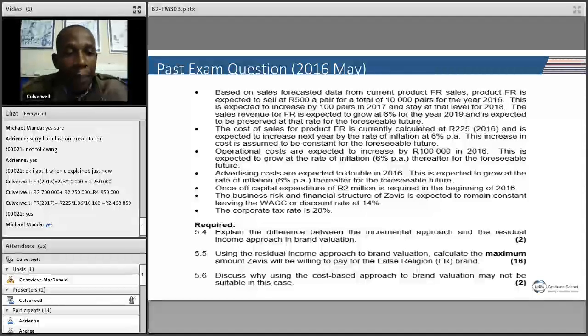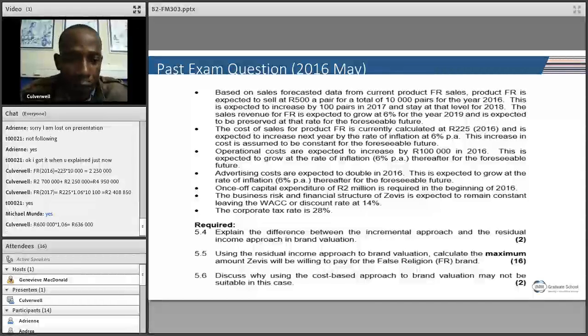Gross profit minus your operational costs. They were going to increase by 100,000, meaning in 2016, they were going to be 600,000. 500 plus the 100 is indicated, 600,000. And then if you look at the additional information, it says, the operational costs are expected to increase by 100,000 in 2016. This is expected to grow at the rate of inflation, which is 6% per annum, thereafter for the foreseeable future. So when I'm calculating operational costs for 2017, I'm now saying 600,000 times 1,06. That should give you 636.